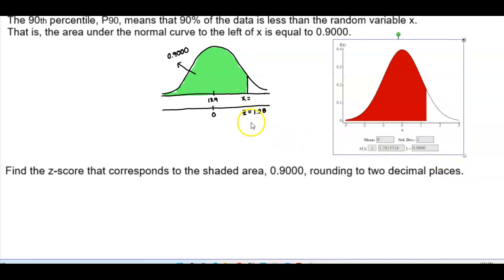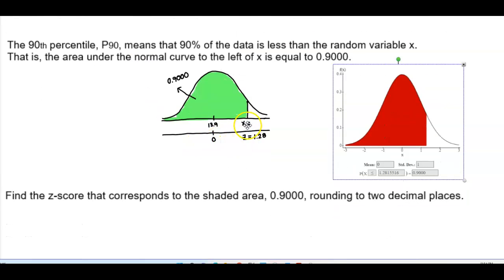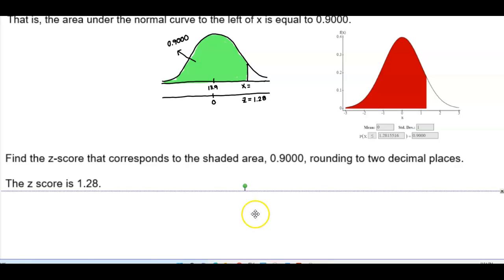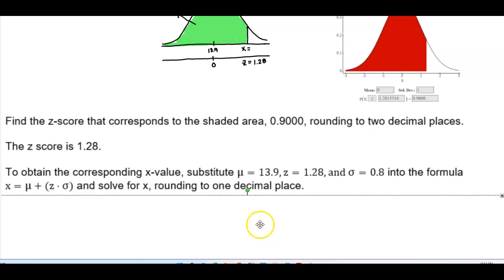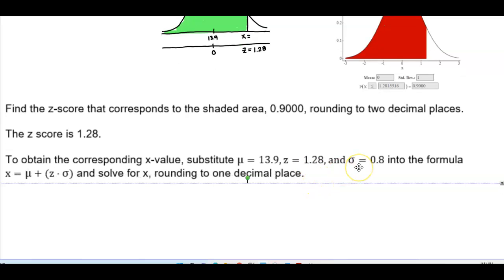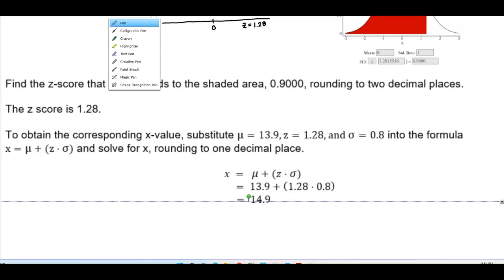So now that we have a z-score, we have a mean, and we also have a standard deviation that's given, we can now find the value of x. So we know the z-score is 1.28, and then to obtain the corresponding x value, we're going to substitute the mean of 13.9, the z-score of 1.28, and the standard deviation of 0.8 into the following formula. So there's our formula. Okay, we know the value of the mean is 13.9. We know the z-score is 1.28, and the standard deviation is 0.8.